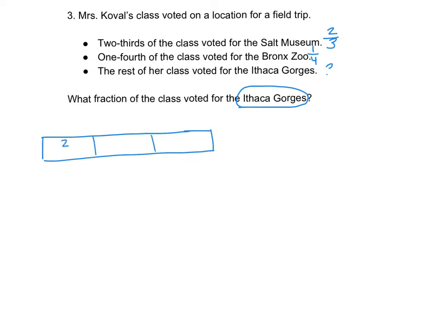I know 2/3 is my Salt Museum. I know 1/4 is my Bronx Zoo. And I know this is going to be my Ithaca Gorges, but I don't know it. So I know my whole is 1 class. So we can solve this many ways. The first way we're going to solve is using addition.